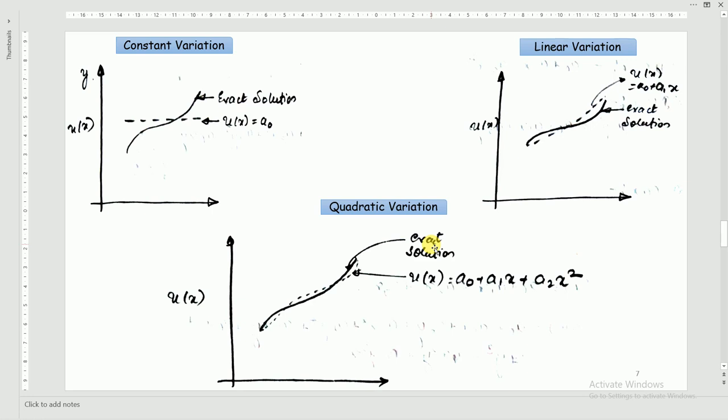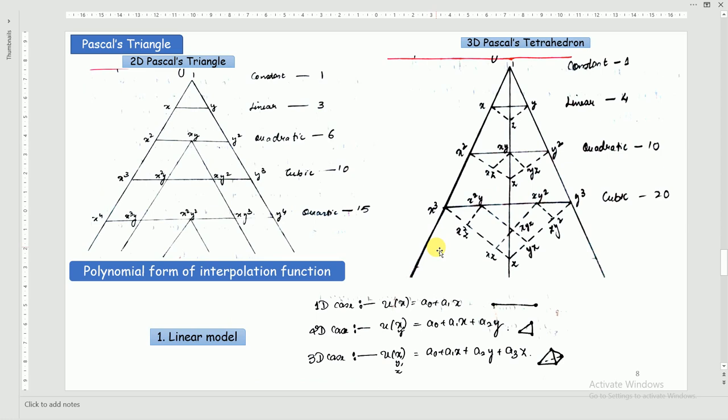Now let me move on to the next slide. Before we move on to simplex, complex and multiplex elements, we'll write the polynomial functions for the 1D, 2D and 3D case for the linear model, and similarly for the quadratic and cubic models. So these are your linear elements. This is your 1D element. I'll tell you what these two are.